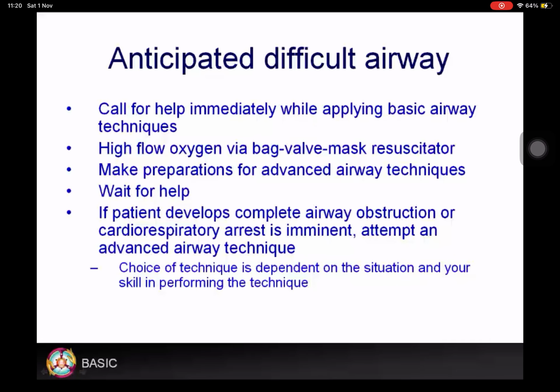If you think intubation will be difficult, call for help immediately while continuing with basic airway techniques and administration of high flow oxygen via bag valve mask resuscitator. Prepare the equipment for advanced airway techniques and wait for help to arrive. However, if the patient develops complete airway obstruction or cardiorespiratory arrest is imminent before help arrives, attempt an advanced airway technique yourself. The choice of technique is dependent on the situation and your skill in performing the technique.